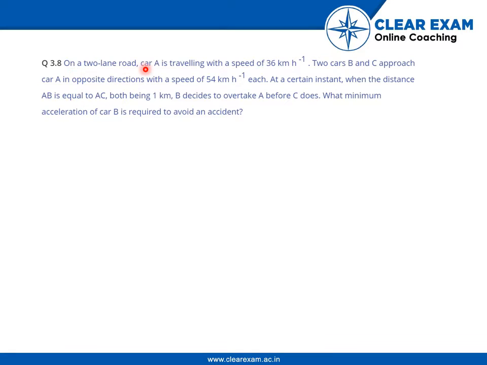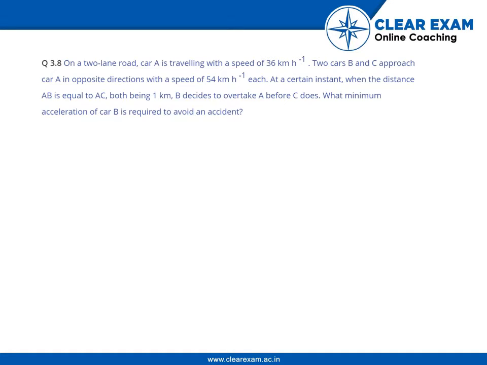Let us go through the question first. On a two-lane road, car A is traveling with a speed of 36 km per hour. Two cars B and C approach car A in opposite directions with a speed of 54 km per hour each. At a certain instant, when the distance AB is equal to distance AC, both being 1 km, B decides to overtake A before C does. What minimum acceleration of car B is required to avoid an accident?